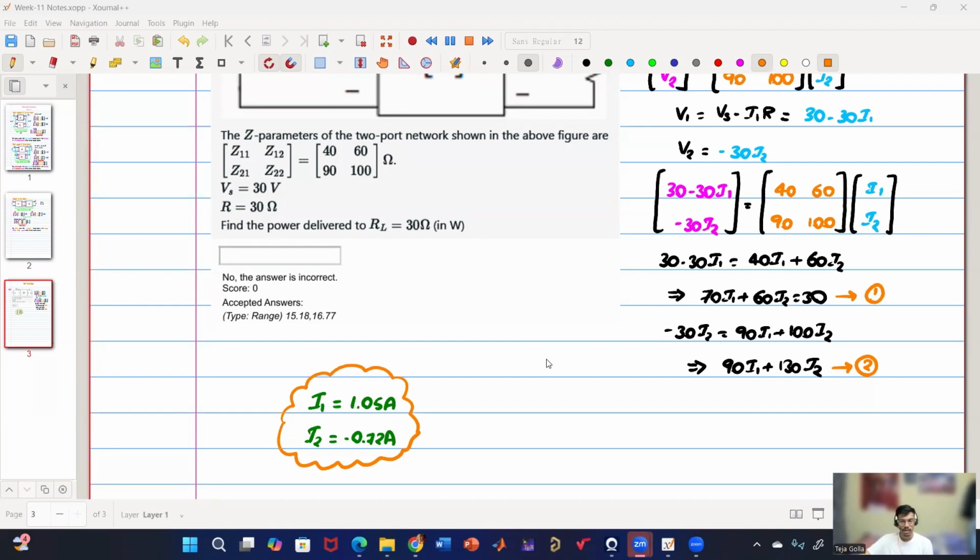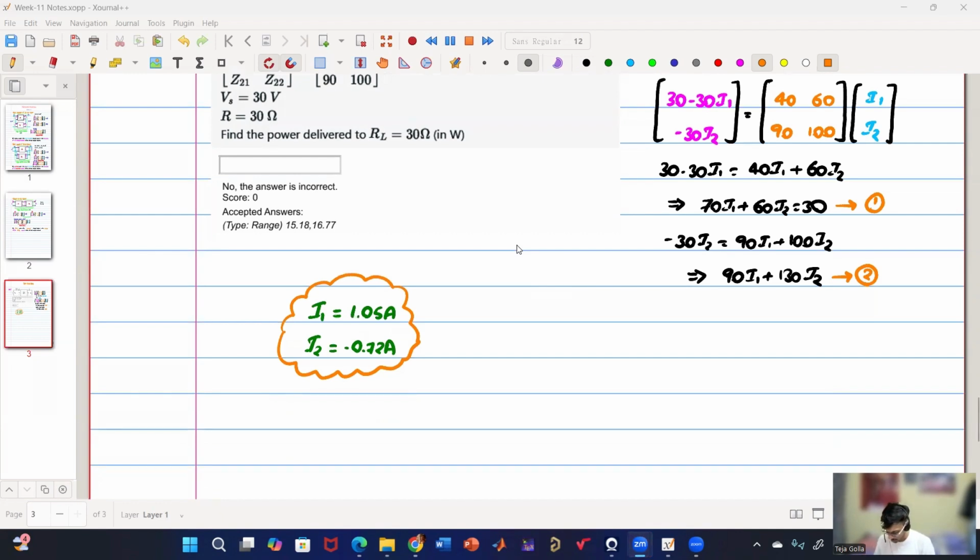15.552. So Chandrasekhar is saying 15.552. Let us check. The power delivered to RL will be nothing but I2 square into RL. So 0.72 square into RL. I have calculated and I have got around 15.9. So how much is he getting? He is getting around 15.5. So let us assume that he has done it right. So I assume it is correct.